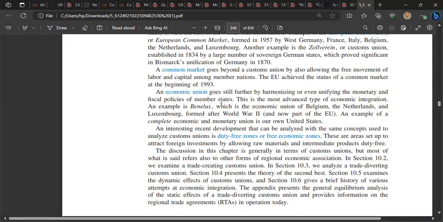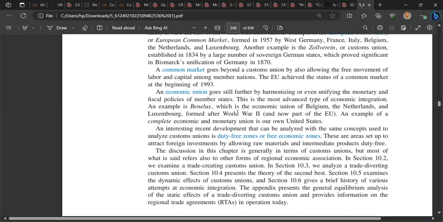An economic union goes still further by harmonizing or even unifying the monetary and the fiscal policies of the member states. Right. So this is the most advanced type of economic integration. So that would also be cool.